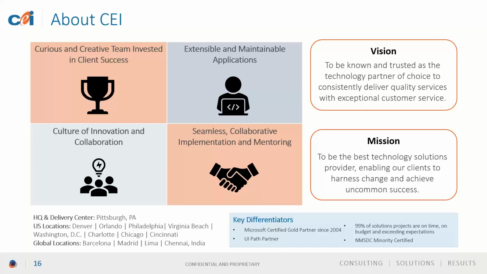99% of our solutions and projects that we review every Monday are on time, within budget, and have been successful, and we've delivered on over 2,500 different projects. We have locations near you, whether it's Denver, Orlando, Philly, Virginia Beach, Washington, D.C., Charlotte, Chicago, Cincinnati, and of course, our headquarters is in Pittsburgh. So we have a team that's ready, and if it's important to you, we are a minority certified partner, and we're up for partner supplier of the year on a national basis.